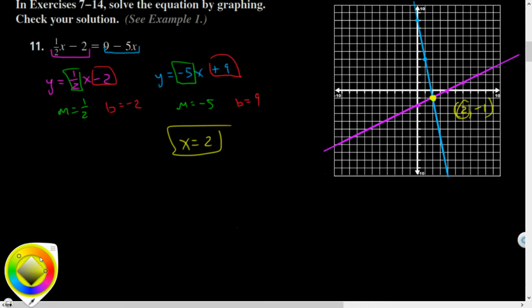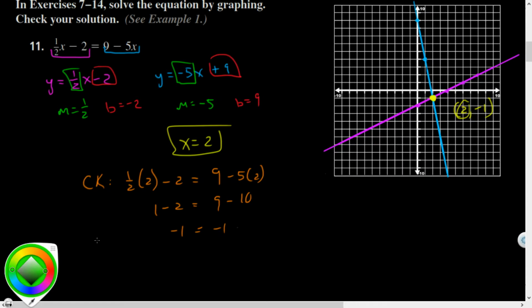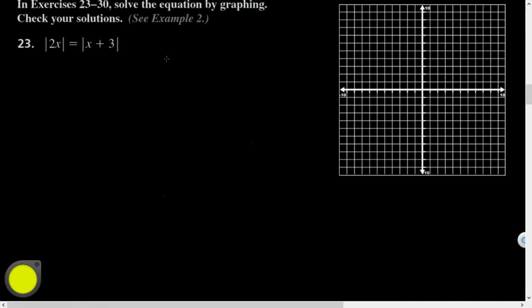We'll do the quick check again. I'll do the check in orange this time. Check. 1/2 of 2 minus 2, no parentheses there, equals 9 minus 5 times 2. Half of 2 is 1. 9 minus 10. Okay, 1 minus 2 is negative 1, and 9 minus 10 is negative 1. And it checks out. That's good news. So that is, in fact, the solution. And like I said, we are only interested in the x-coordinate of their intersection. So we're kind of turning this into a graphing problem when it didn't need to be. But it's helpful in a case like this sometimes.